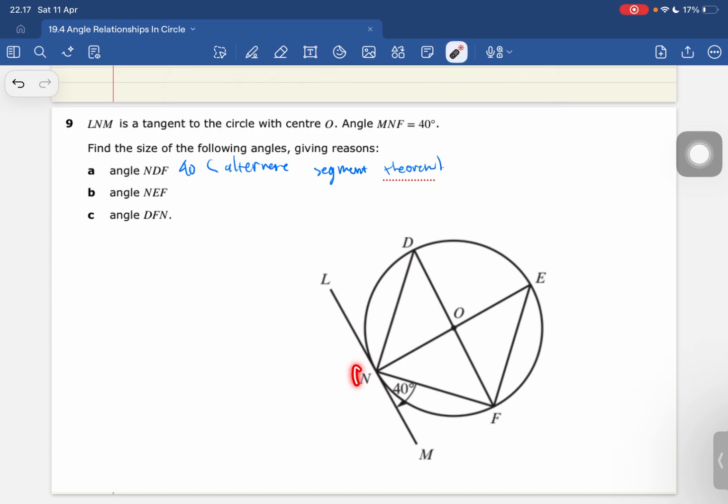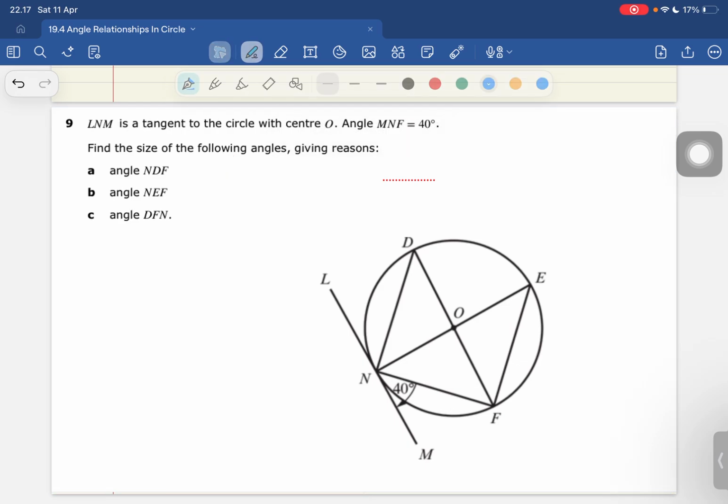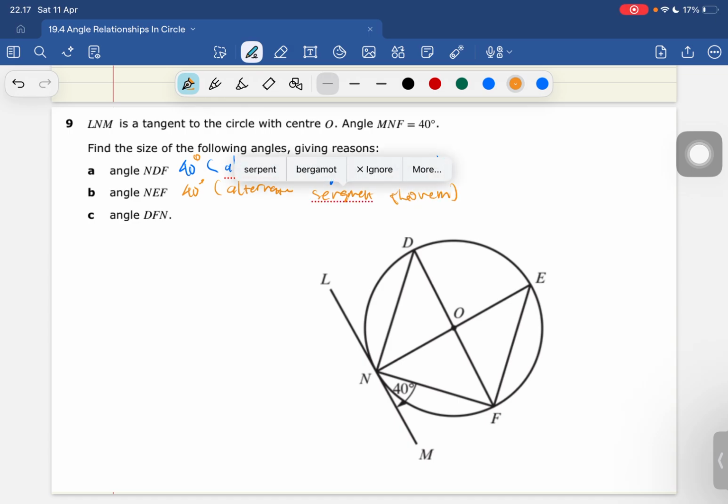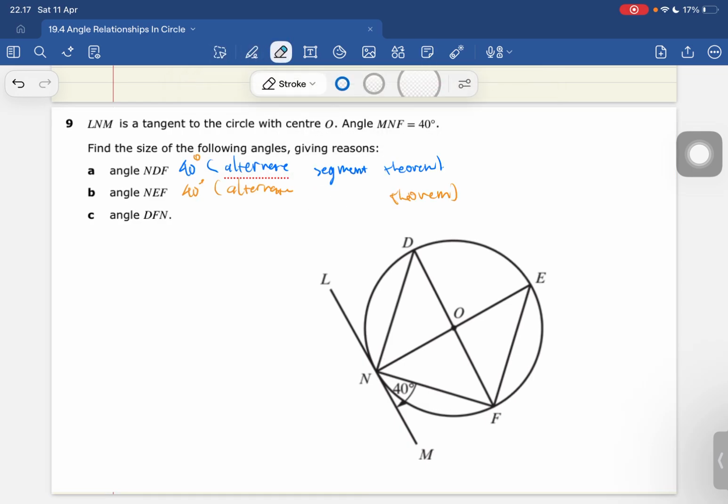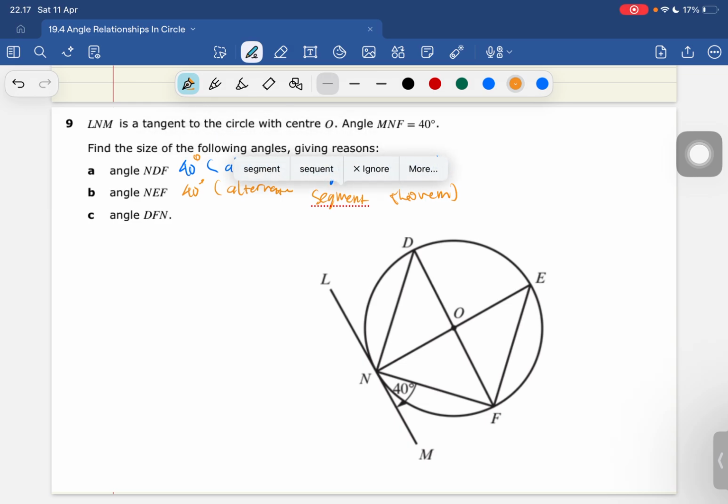And EF also. Okay, here the alternate segment theorem. So we can just answer it as 40 degree. Here is the alternate segment theorem. Okay, I think that I need to fix it. Alternate segment. Here is segment. Next, let's find it.